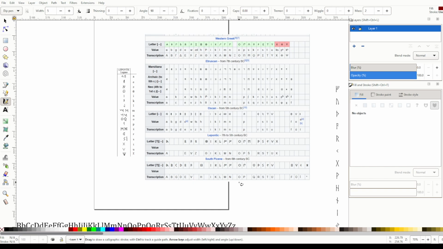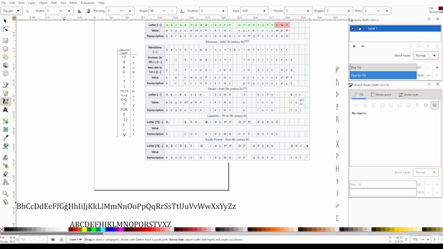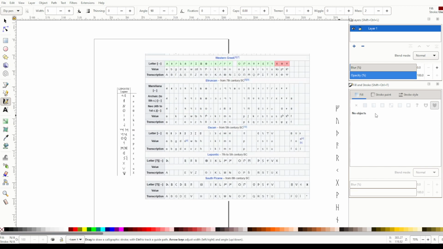These scripts diverge enough from each other that I don't really see it as some weird hard thing to explain that the Futhark, the runes, don't match any one of them in particular.